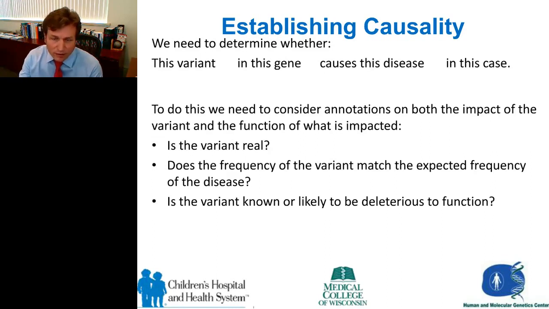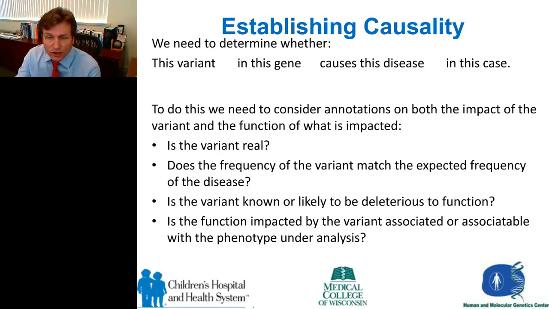Now keep in mind that there's a few thousand people that have been sequenced. And most of these people we don't have disease information on. So we're generating data and we're missing data to be able to analyze this. And obviously there's only a handful of genes that have been effectively studied to answer this question about the variant. Is the function impacted by the variant associated or associatable with the phenotype under analysis?